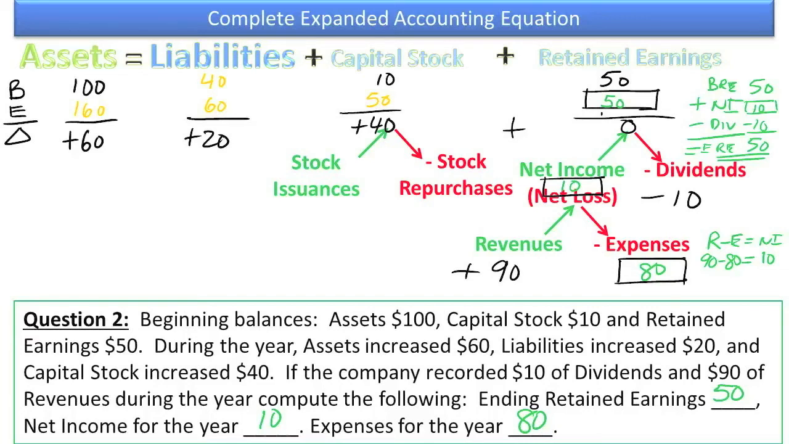If you take your beginning assets plus 60, you get 160. In order to determine the liabilities, we had $100 in assets, 60 of which is claimed by the owners, therefore $40 must have been funded through lenders and creditors. Once we have that, then we can continue to work our way down. Capital stock started with 10 plus 40 gives us 50. Liabilities, we just computed 40, so 40 plus 20 equals 60, and those are all the numbers.